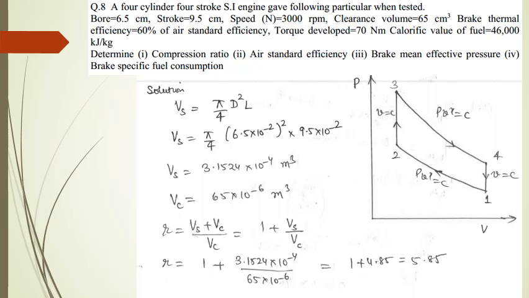Now swept volume is equal to pi by 4 d square L, where d is the bore size and L is the stroke length, and both have to be kept in meter so that we have the value of swept volume in meter cube. Now the swept volume comes out to be 3.1524 into 10 to the power minus 4 meter cube, and the clearance volume, which is given, can be written as 65 into 10 to the power minus 6 meter cube. Now r, the compression ratio, is equal to Vs plus Vc upon Vc. So its value comes out to be 5.85 by putting the values in the formula.